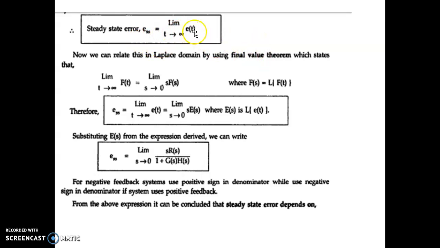If you apply the Laplace transform to this steady state error, we get e_ss equal to limit s tends to 0 of s times E(s). Here the time domain is converted into the s domain. In general, the steady state error is given by limit s tends to 0 of s R(s) divided by 1 plus G(s) H(s). This R(s) divided by 1 plus G(s) H(s) is related to the closed loop transfer function.